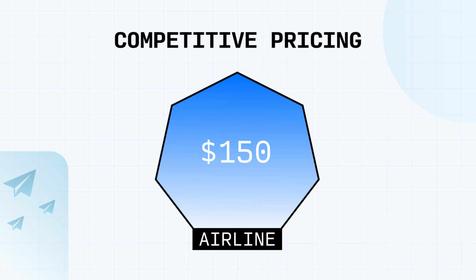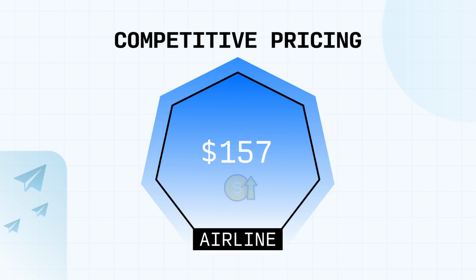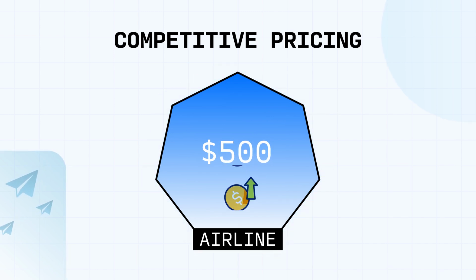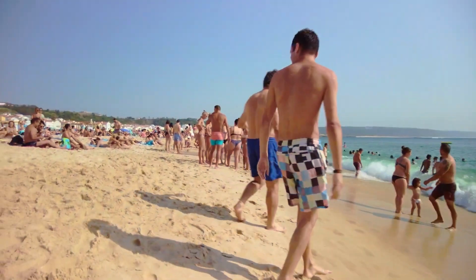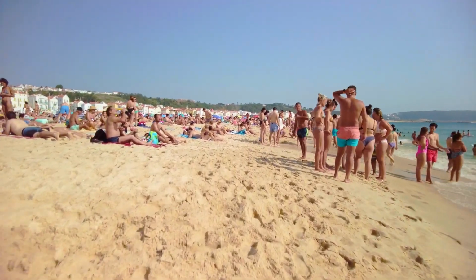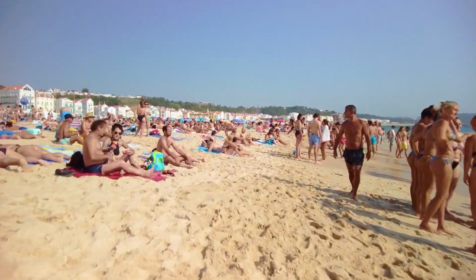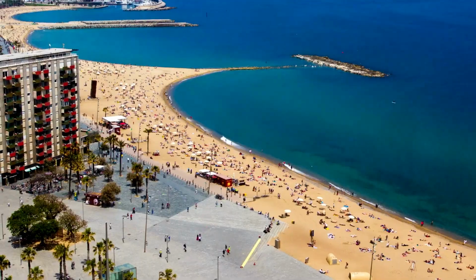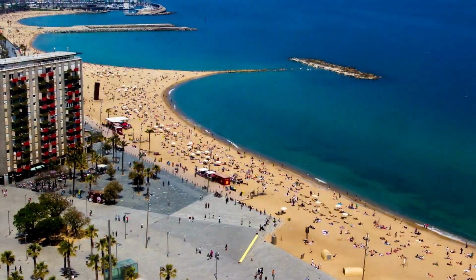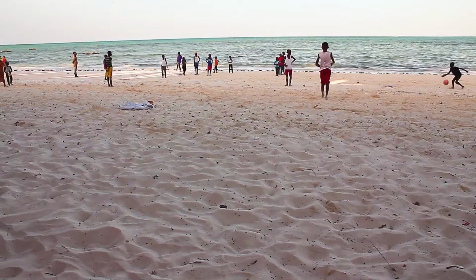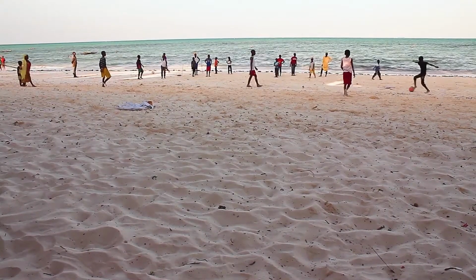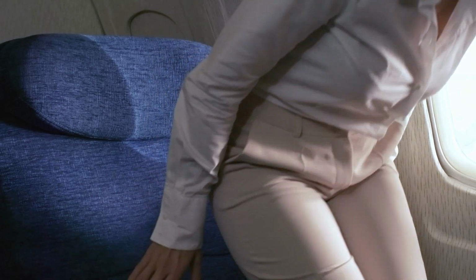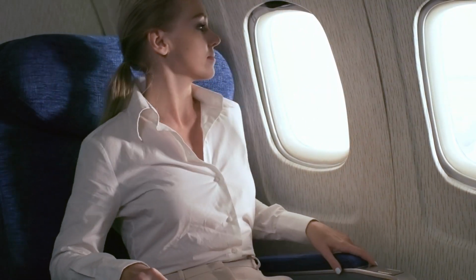Conversely, if an airline has a monopoly on a particular route, they can afford to keep prices higher, knowing that passengers have fewer options. Seasonal demand also affects prices. During peak travel times, such as holidays or school vacations, airlines know that demand will be high, so they raise their prices accordingly. On the other hand, during off-peak periods, you might find much lower fares as airlines try to fill the seats that would otherwise go empty.